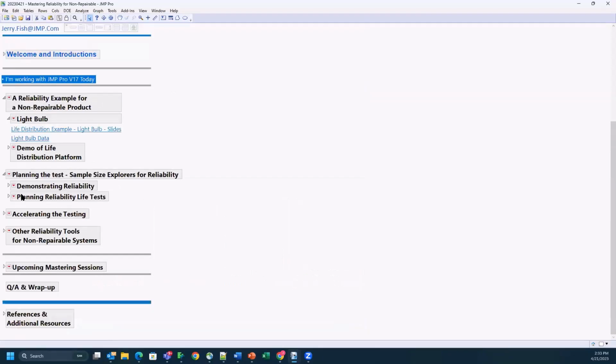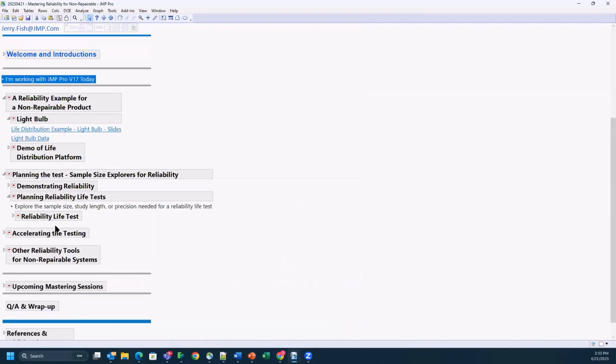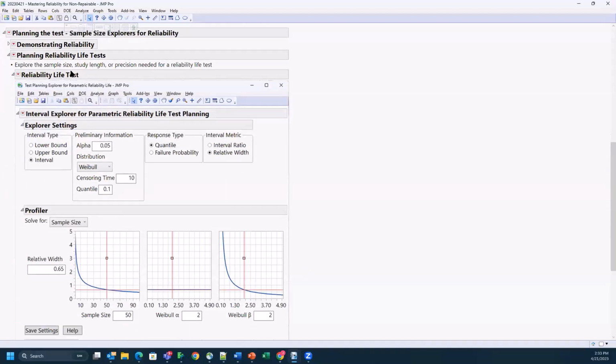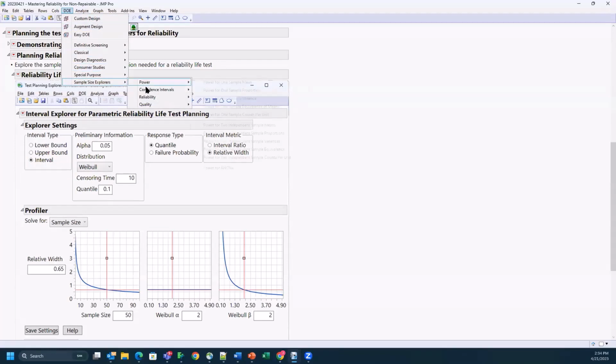Given the time I've got, I'm going to skip ahead just a little bit. I'll show you the reliability life test. This is another sample size explorer where we're studying sample size, study length, or precision. So in this case, maybe we're interested in the plus or minus. How do we get that plus or minus number that's associated with each of these estimates down to a low level? So you'll find that under DOE, sample size explorers, reliability, and then this reliability life testing.